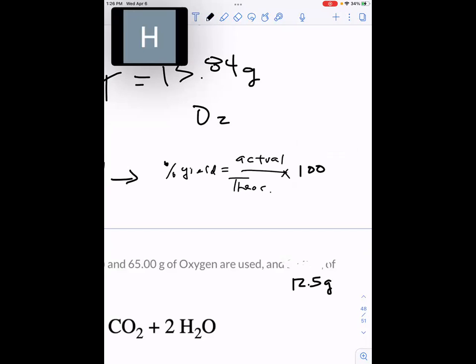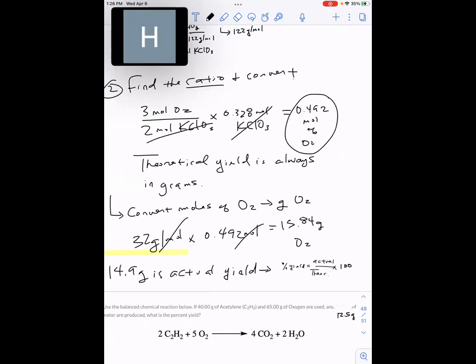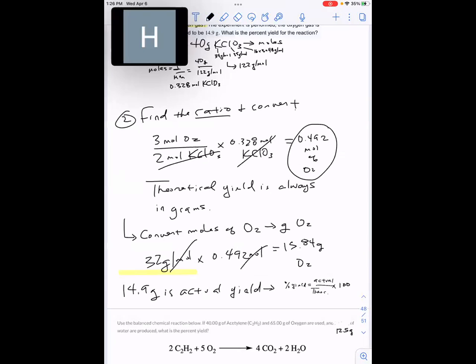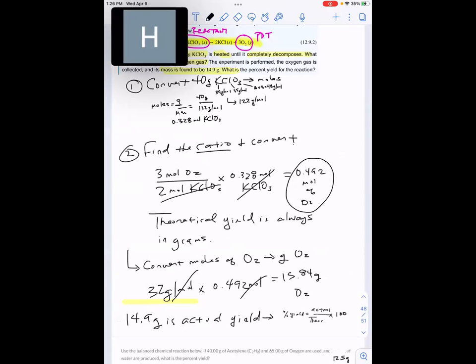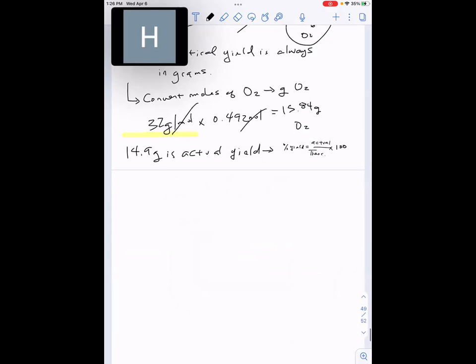Because every reaction you do, at the end of it, you're going to isolate a product, and you're going to take that product and weigh it out and get the mass of the product and figure out how much you have, right? And so for this reaction, it said they actually trapped the oxygen and took the mass. So the mass was 14.9 grams. So the percent yield in this case is going to be the actual, which is 14.9, divided by the theoretical, which we just calculated to be 15.84.